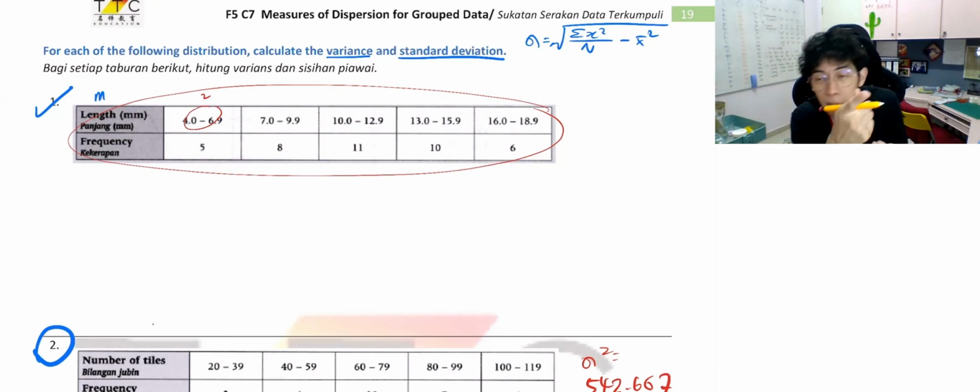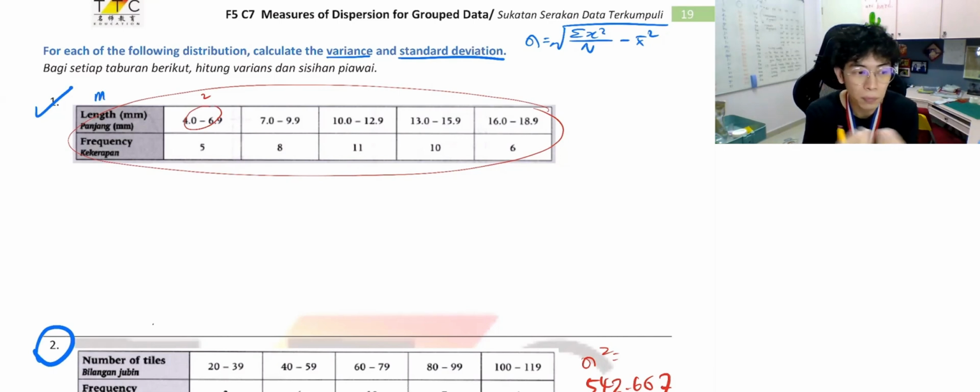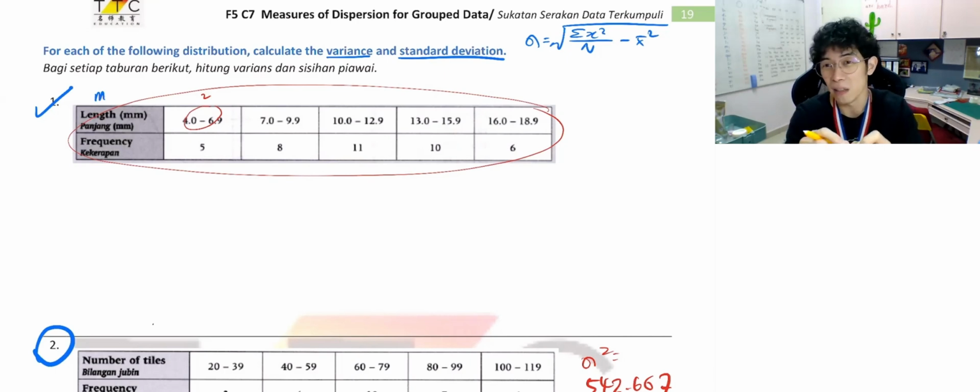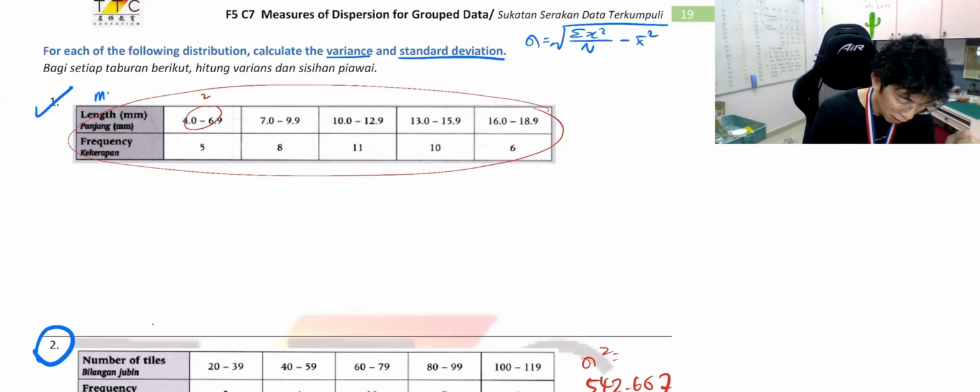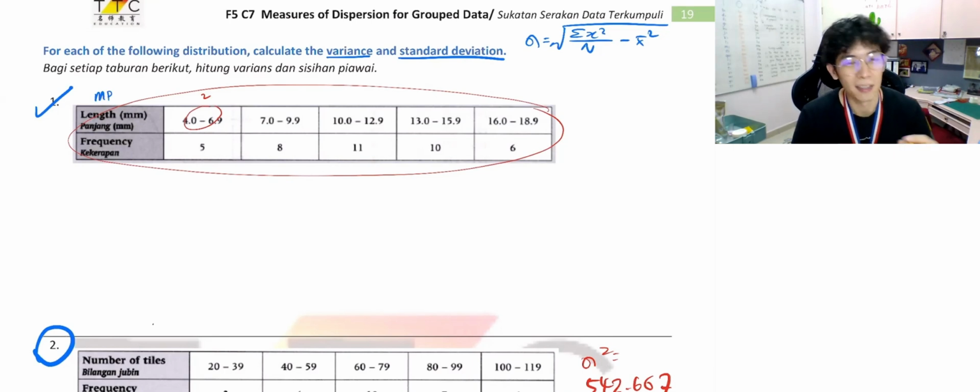I put a short form there already. No, 4.0 and 6.9, I want to make it one number. A quick hint: you use it in frequency polygon. I'll give you another word: MP. Yeah, midpoint. Midpoint, correct?